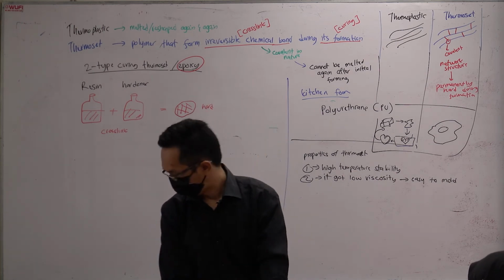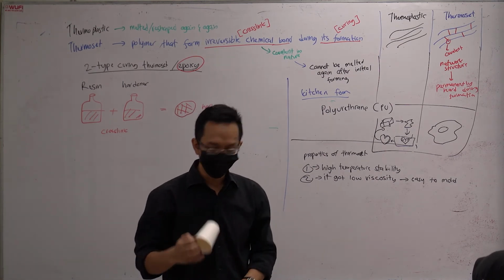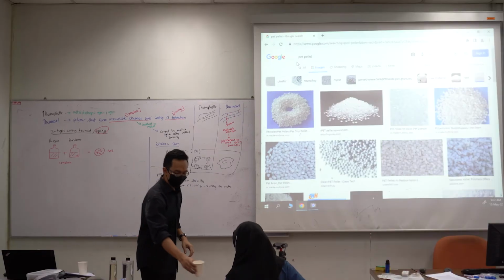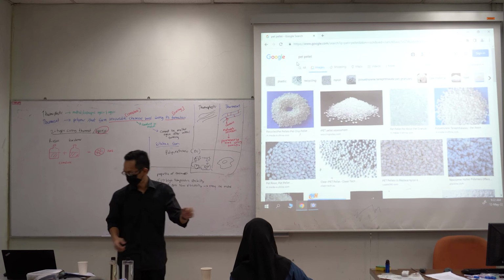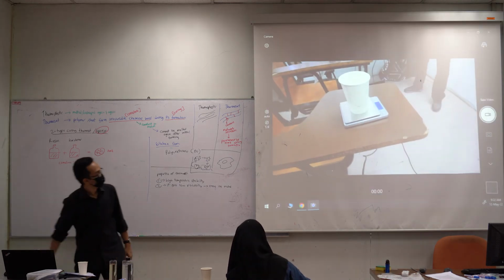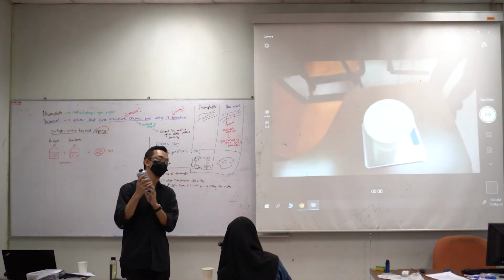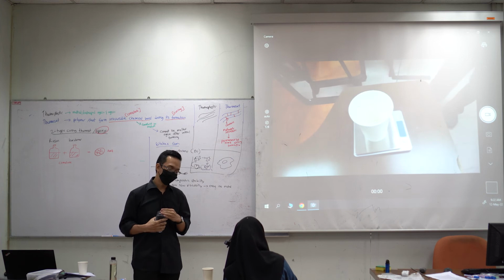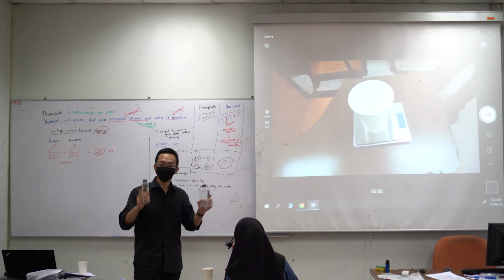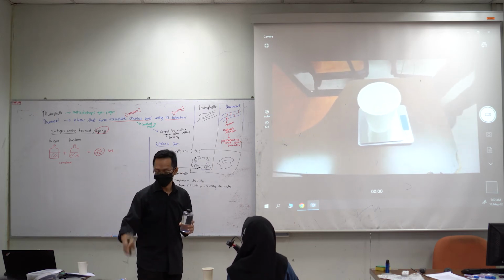Okay, so I have this thing. Let's say I want to make a mold out of this. So what you do is you put it here. Basically you put the thing on top. You need 3 parts of this, so 3 and 1. Let's say I want to do 40 ml: 30 ml of this and 10 ml of this.